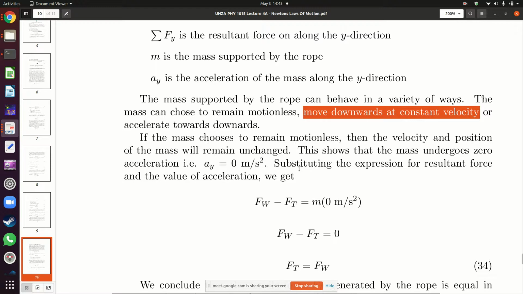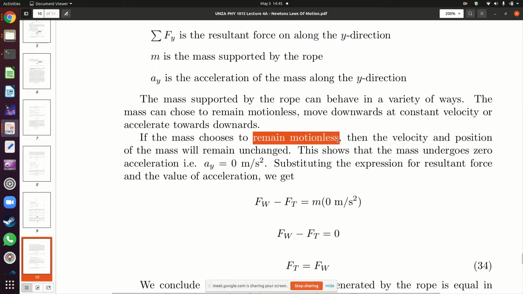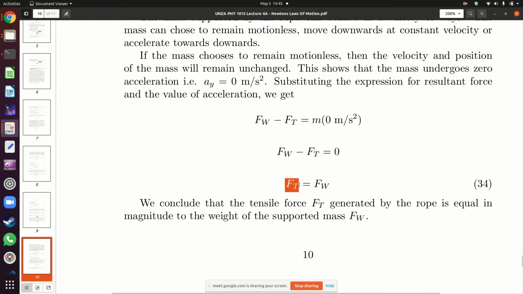If our mass remains motionless, then our resultant force, the weight of the box minus the tensile force, is equal to the mass of the box multiplied by the acceleration. Our mass has remained motionless, it's being supported by the rope, so m multiplied by 0 gives us 0. Then the resultant force, which is the weight minus the tensile force, equals 0. So we draw the following conclusion: the tensile force is equal to the weight of the object supported by the rope. And this is always the case.